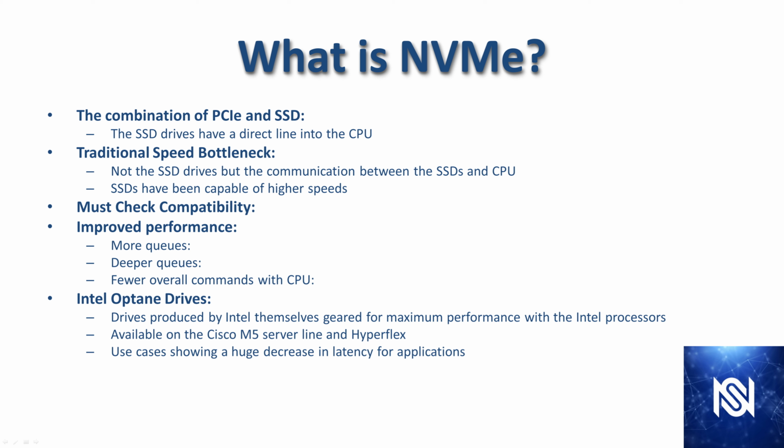The other thing to note here is Intel Optane drives. These are drives that are specifically geared by Intel themselves for maximum performance with Intel processors. These are available on the Cisco M5 server line, and it's a big part of the HyperFlex value proposition. There's also a lot of data out there that Cisco uses in their marketing for Cisco HyperFlex that shows that important applications can receive a lot of performance benefits, especially with respect to latency when using these Optane drives.